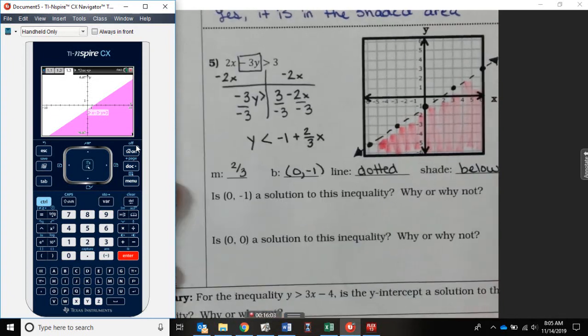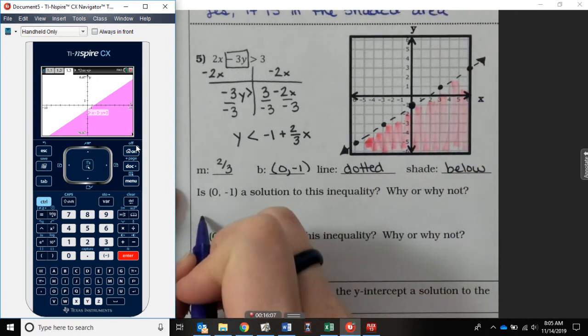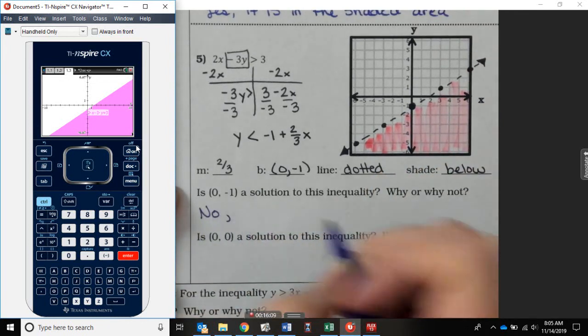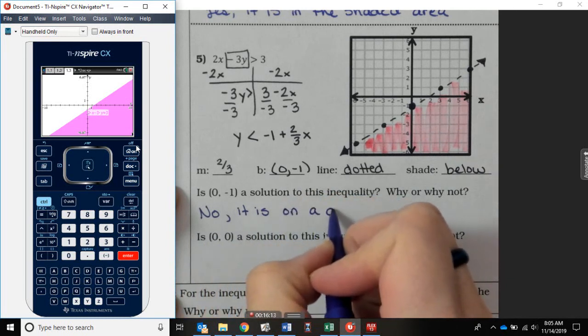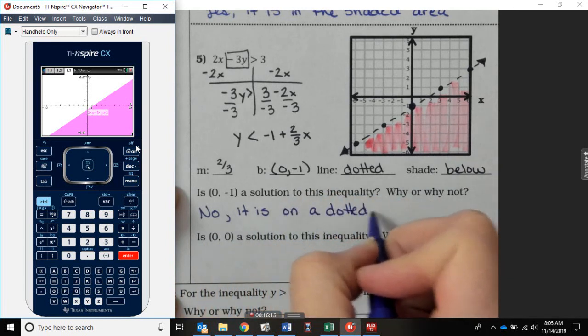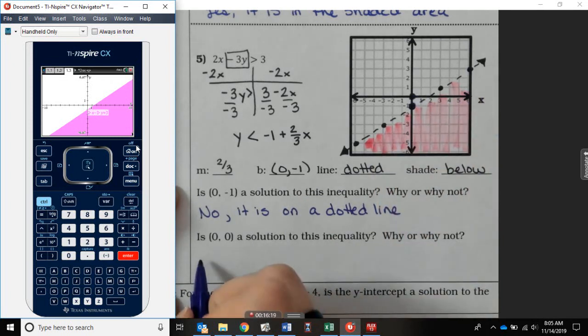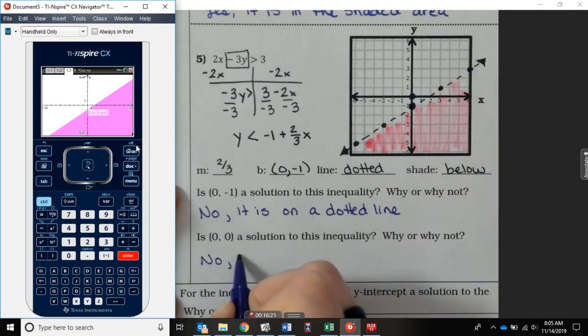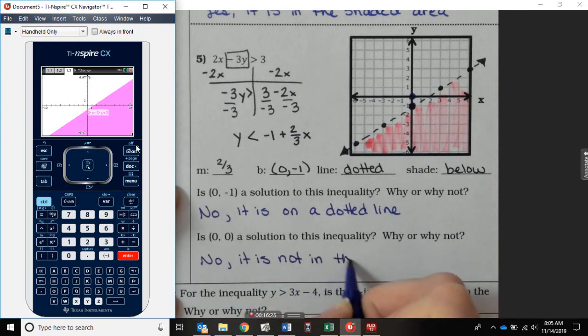And so let's look at these points. (0, -1). That's my y-intercept. That is not a solution because it is on a dotted line. And then (0, 0) is not a solution because it is not in the shaded area.